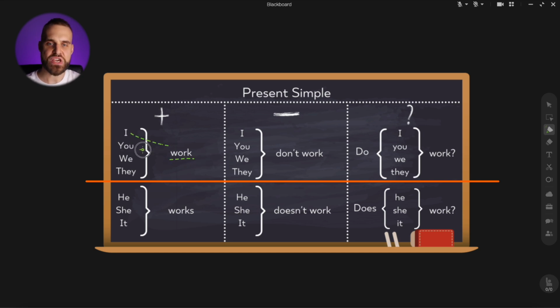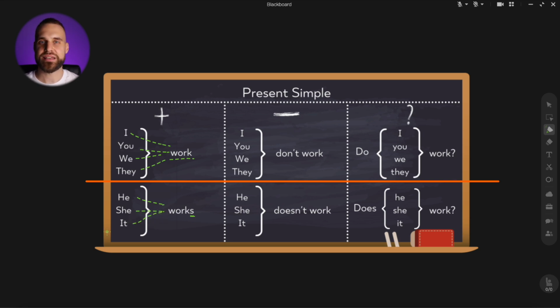With I, you, we, they, we use the verb as it is. I work, you work, we work, they work. But when we use he, she, or it, we need to add letter S to the verb. He works, she works, it works.